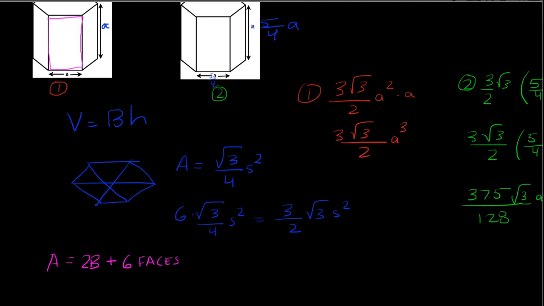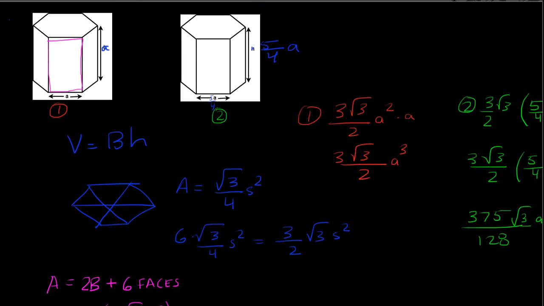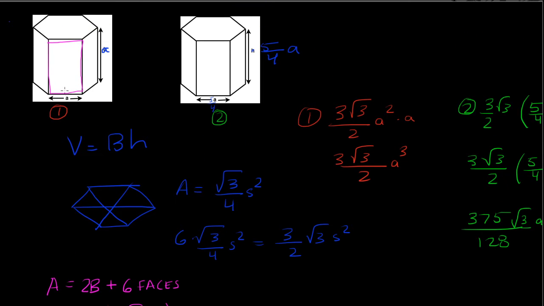Okay. All right, so let's look at this. For the first one, the area of the base we already did. That's going to be 3√3/2 A squared. The 6 faces, well, each face is a rectangle, which actually in this case technically is a square because they have length A by A. So that's going to be 6 times A squared.